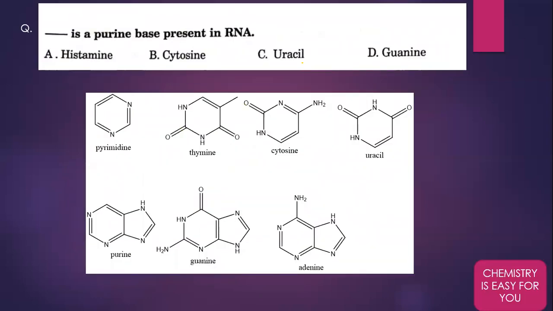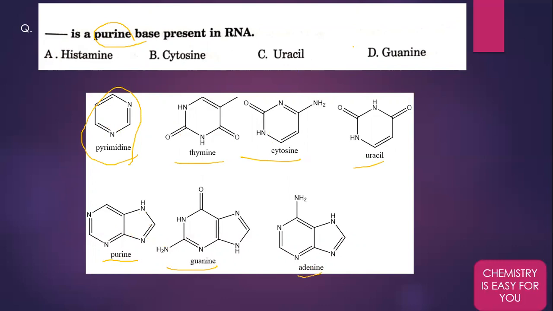Next question: dash is a purine base present in RNA. So whenever you hear RNA, the first answer that comes to your mind is uracil. But here there is a catch. The question asked is purine base. So purine and pyrimidine are two different types of compounds. In pyrimidine, there will be a single ring, which is the main structure, and the pyrimidine derivatives are thymine, cytosine, and uracil, whereas the purine derivatives, which have two rings, are guanine and adenine.